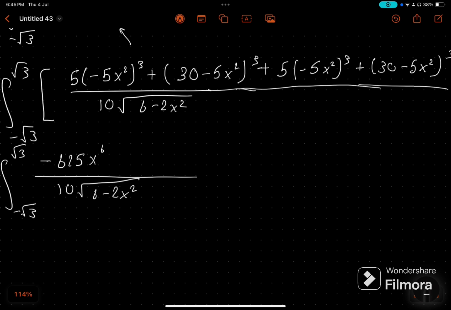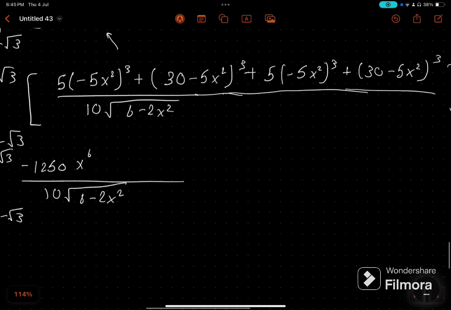And we multiply that also by 5. Oh, sorry, multiply that by 2, so times 2. So we have minus 250 squared. So I added these two. And now for the other one, we have plus, let's say, 230 minus 5x squared all to the 3.